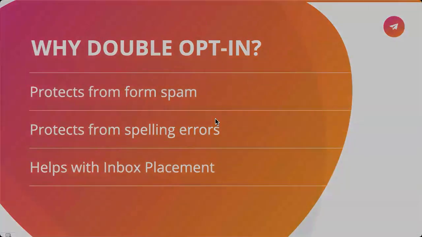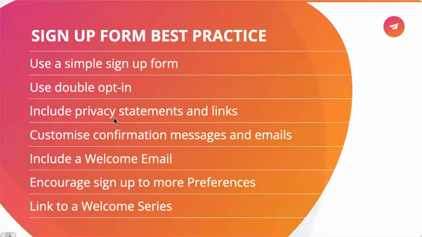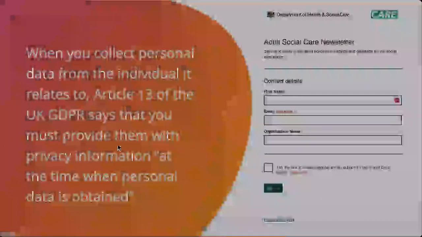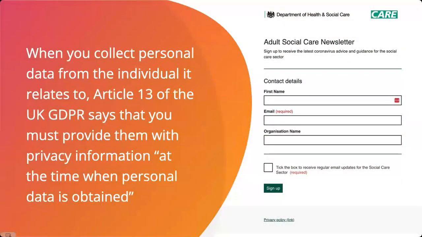Next piece of best practice to talk to you about is including privacy statements and links in your sign-up forms. It's very, very important that we tell people why we're doing what we're doing when we ask them for their personal details. And an email address is considered a piece of personal data. If you are as geeky as me and you do wild and crazy things like actually read the GDPR, you will see that Article 13 states that you must provide people with privacy information at the time when personal data is obtained. So although you may have a privacy policy on your website, it's very important that we show that privacy policy to people at the point where we're asking them for their data.